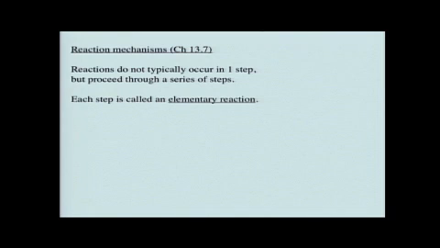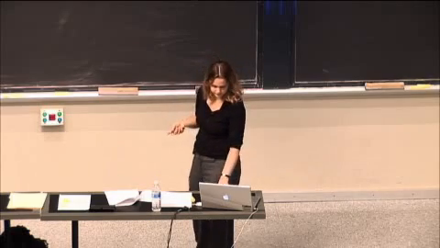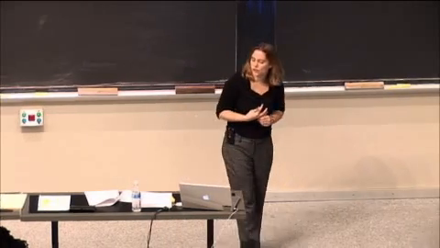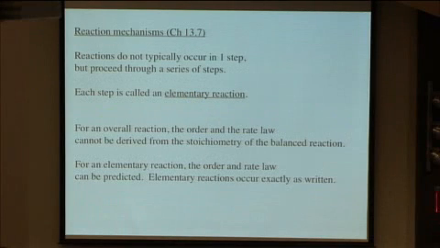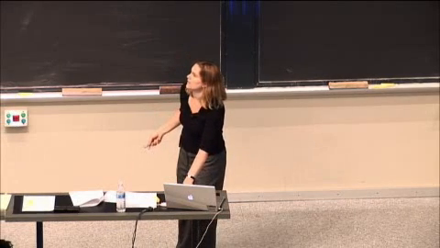So reactions don't usually occur in one step, but occur in a series of steps. Each step is called an elementary reaction. So for the overall reaction, the order and the rate law cannot be derived from the stoichiometry. But for an elementary reaction, you can. So for an elementary reaction, say one step in the reaction mechanism, that step occurs exactly as written, so you can use stoichiometry. And that's going to be handy in coming up with mechanisms.